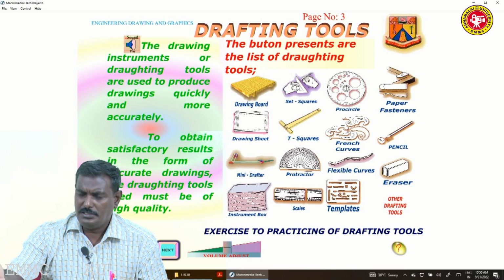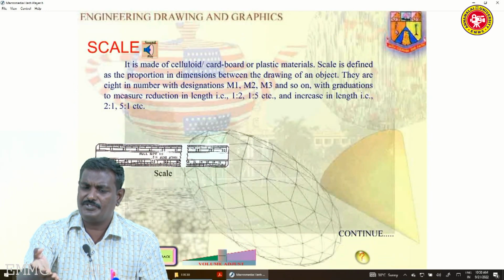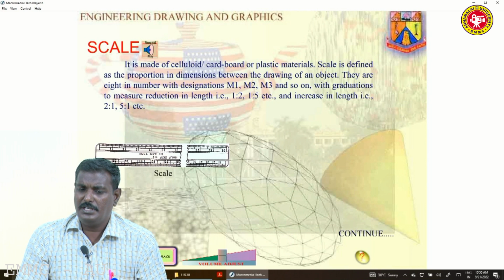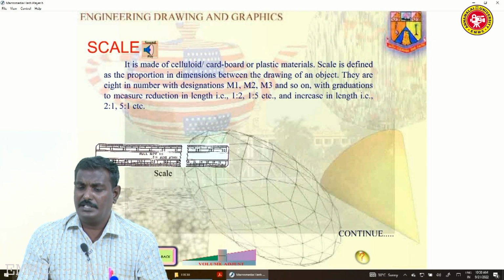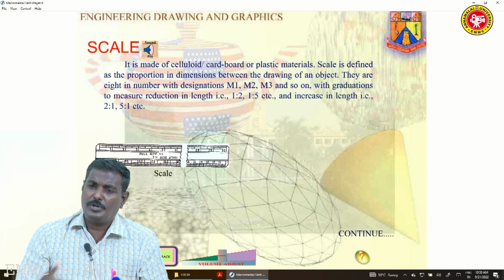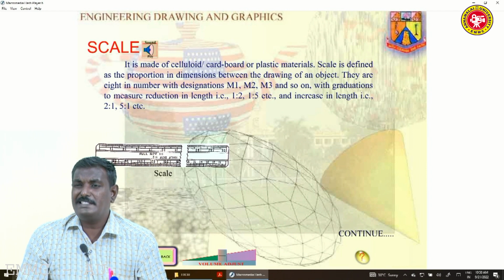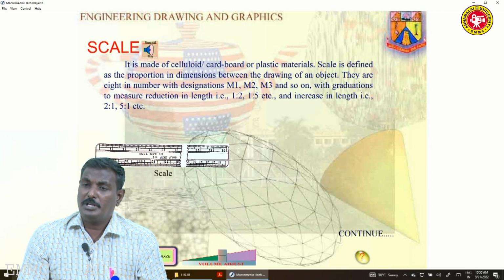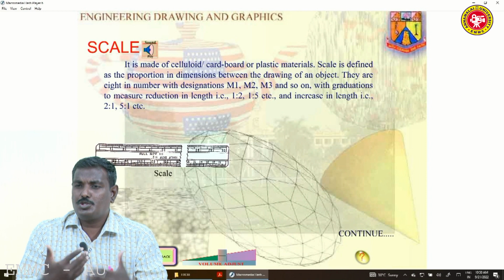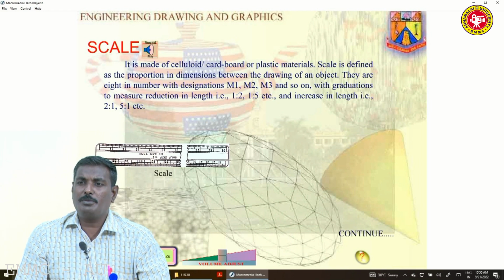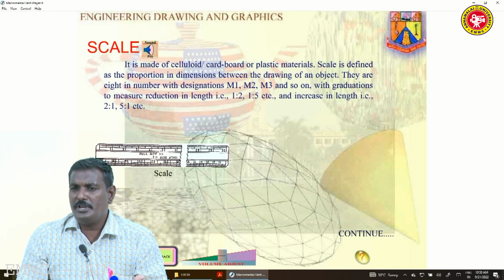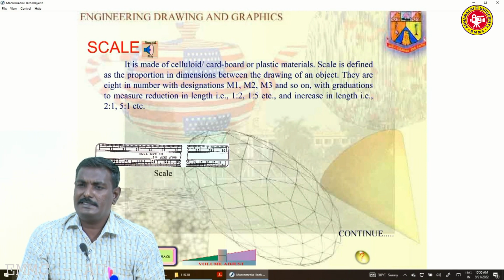Then everybody knows the meaning of scales and why we use scales. There are a lot of things, and also the ratios: 1:1 or 1:2, 1:5, different scales are used in engineering. Because normally the actual drawing is not adaptable to the drawing sheet, at that moment we have to reduce the drawing size and do it as a drafting.